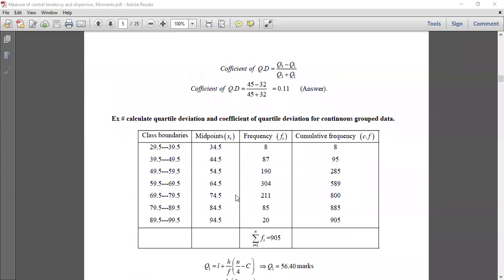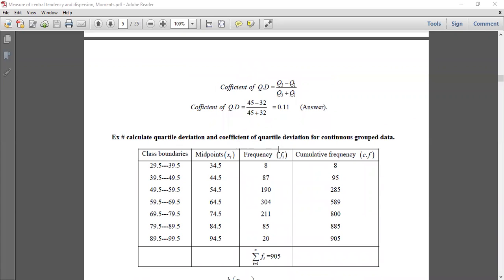So write down the question first. You people can see the question. Calculate the quartile deviation and coefficient of quartile deviation for the continuous group of data. Here the data is given. Write this particular data, not the summation part. Write this particular table and the question.